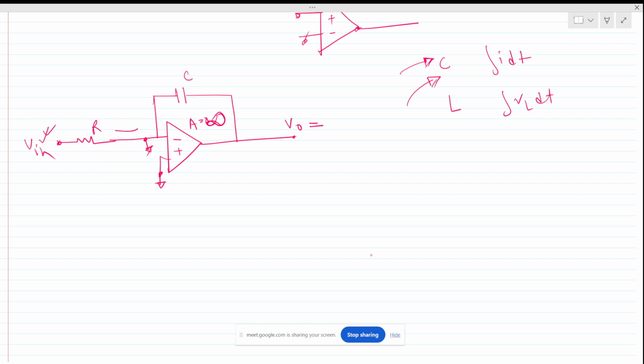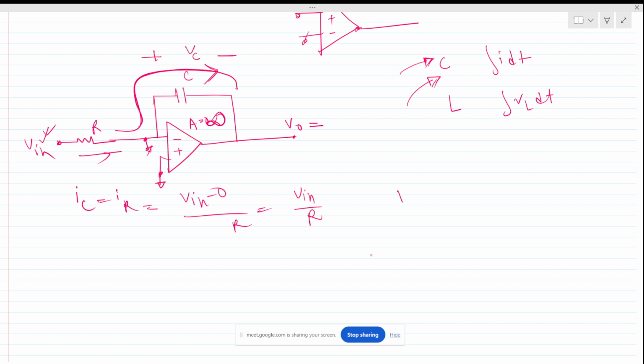We can see that this single current is flowing through this whole path. So what is the current here? Let's say IC, the same current. IC equals IR, which is Vin minus 0 divided by R, so this is Vin by R. Now this current is flowing through the capacitor. Then what is the voltage developed across this capacitor? VC is 1 by C integration of IC dt.